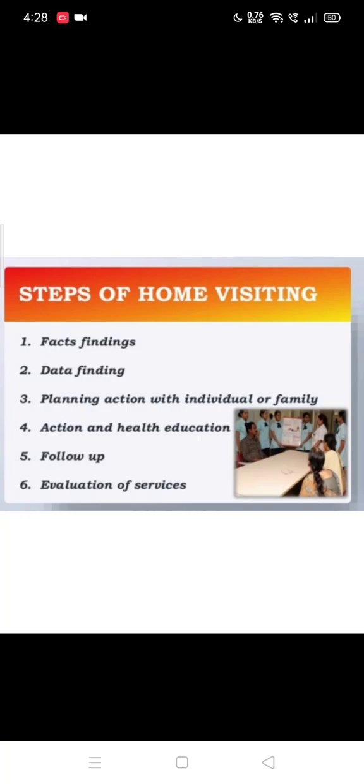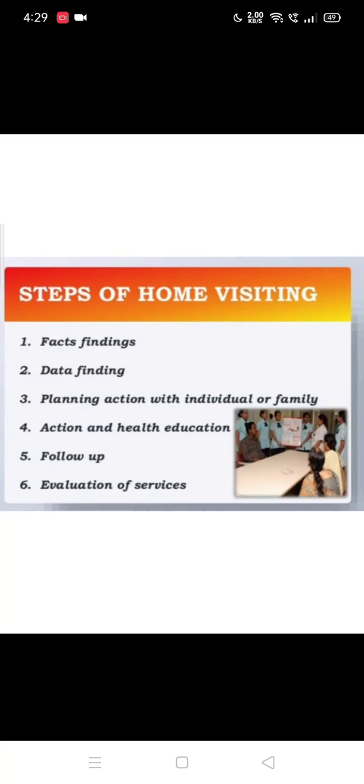Okay, the next is evaluation of the service. Evaluation of the service is nothing but looking at what the actual problem was, what the potential problem was, how far the home visit was effective, and whether the goal has been achieved or not. With all those things, you are also going to assess your own performance in this evaluation of service.